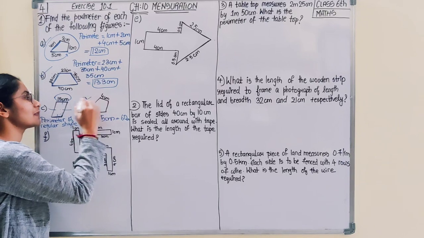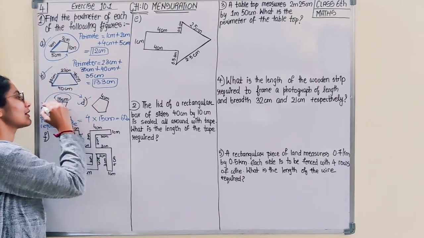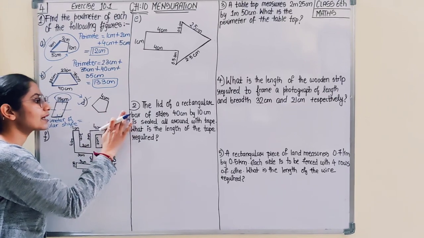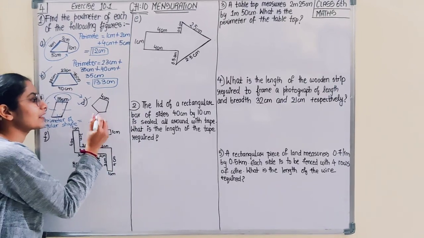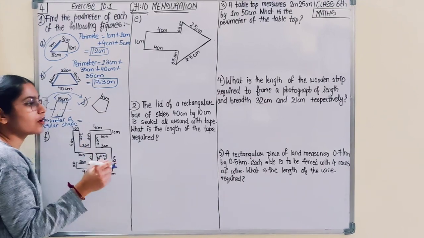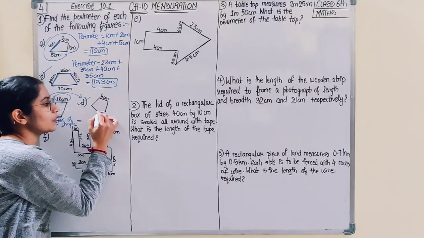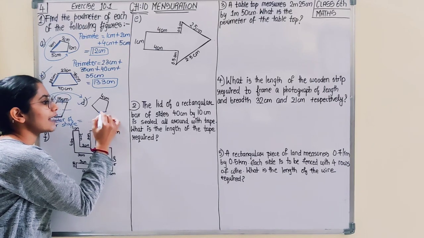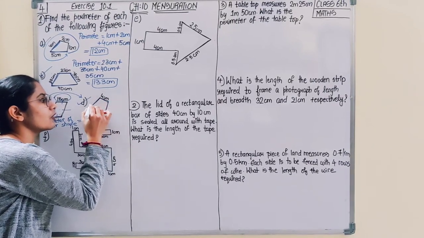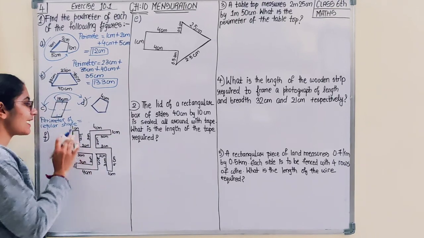Again, if you observe this, these two questions are linked. They are the same. That means perimeter of regular shape. Here it would be regular hexagon, pentagon, heptagon. How would you be knowing? So calculate the number of sides. 1, 2, 3, 4, 5. 5 sides.